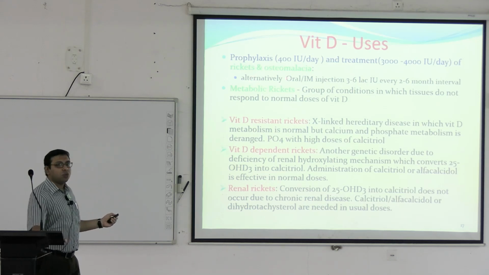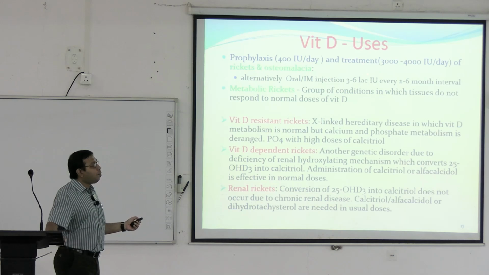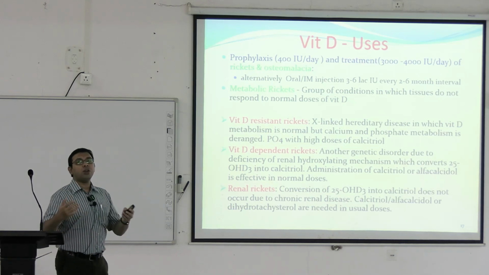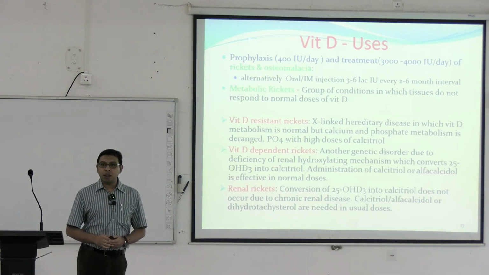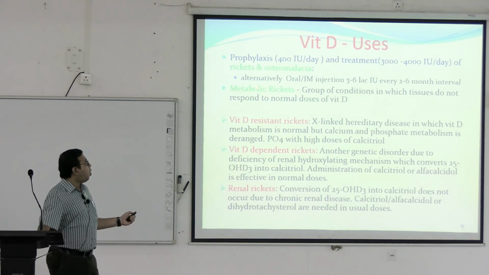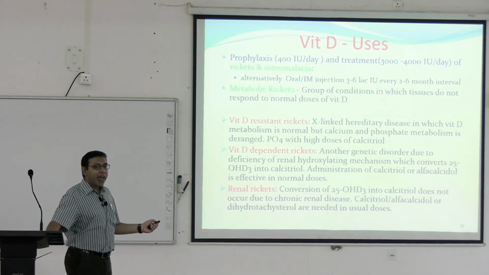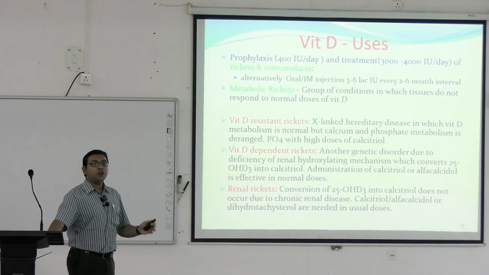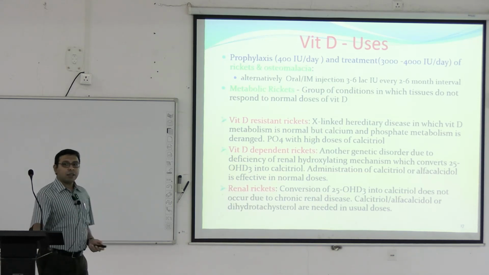Prophylaxis is usually 400 international units per day, as we have already seen. For treatment, a much larger dose of vitamin D is needed, approximately 3000 to 4000 international units per day. Alternatively, oral or intramuscular injections of 3 to 6 lakh international units every 2 to 6 months can also be given. Metabolic rickets can also be there.